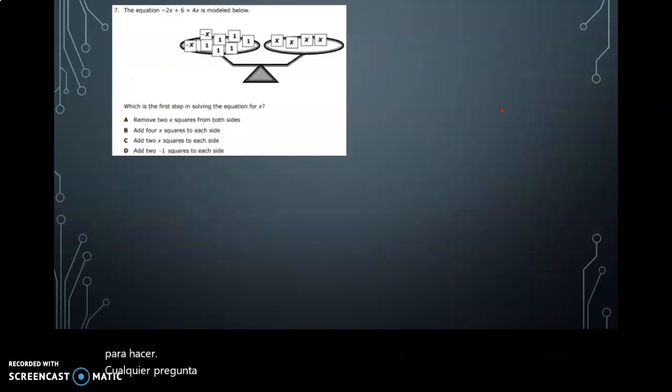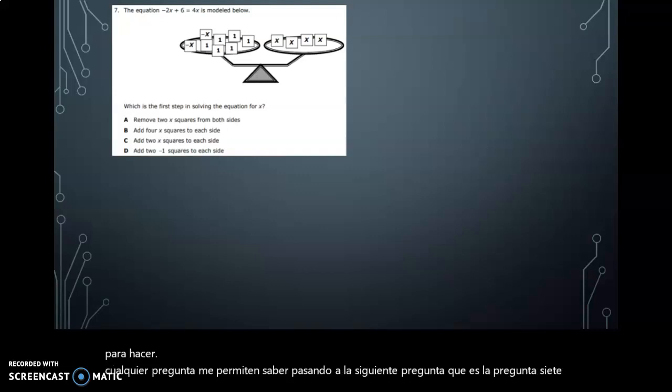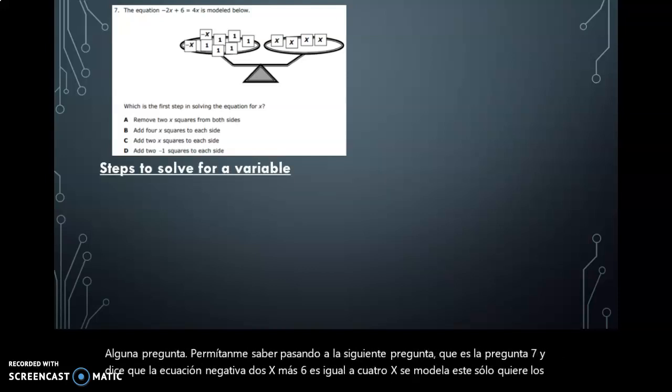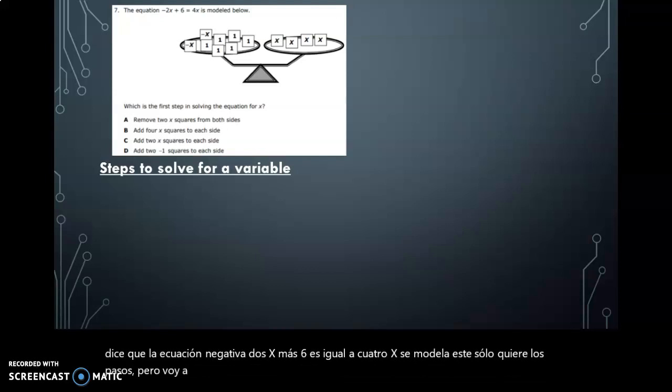Okay, going on to the next question, which is question 7. It says the equation negative 2x plus 6 equals 4x is modeled. This one only wants the steps, but I am going to solve it just because it is perfect practice for us, right? In this case, you need to be very careful because we have yet to see a question like this. If you notice, we have x's on both sides of our equation.